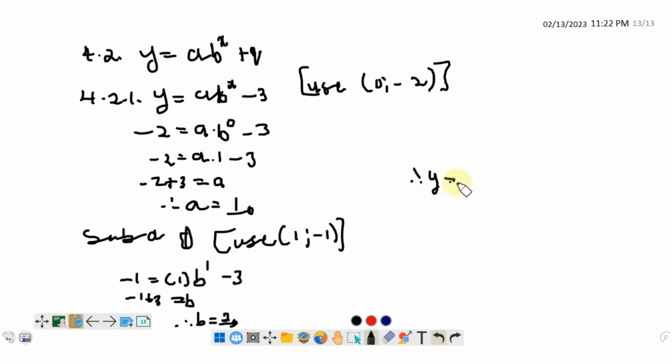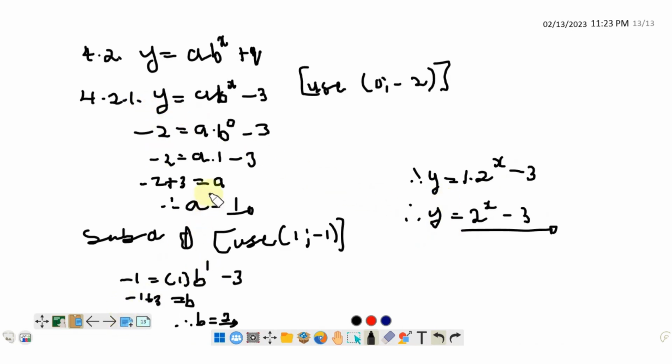Therefore, y is equal to, a is 1, so I'm not going to write it because, okay, I'll write it, guys. It's 1. b is 2, to the power x minus 3. The reason I said I'm not going to write it is because it's 1. So whether I write it or not, we know it's there. It's the same as saying y is equal to 2 to the power x minus 3. We normally don't write it, but we know it's there because it's 1. Okay, that is the solution for that.